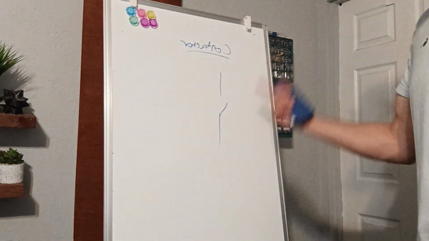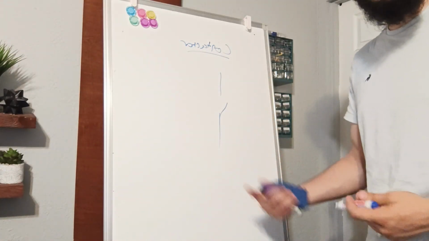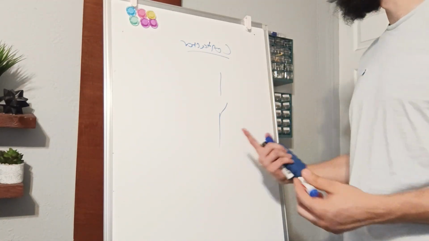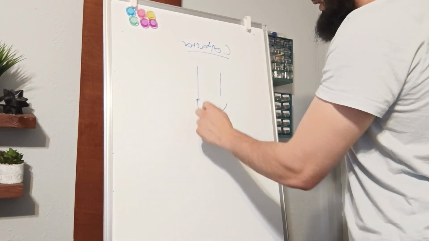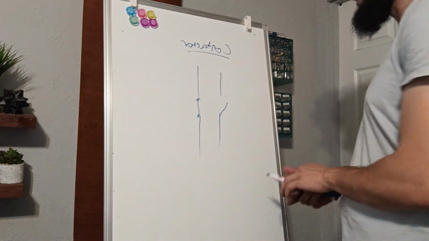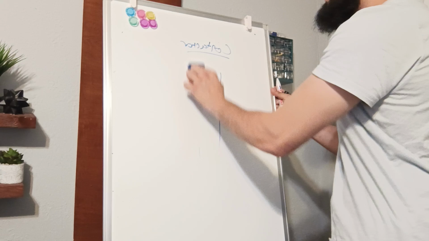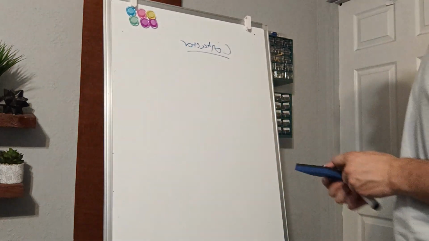This is the diagram symbol for a switch, particularly an open circuit switch. This is a closed switch. So, what is a contactor? A contactor is essentially a switch, but it's controlled with electromagnetism.